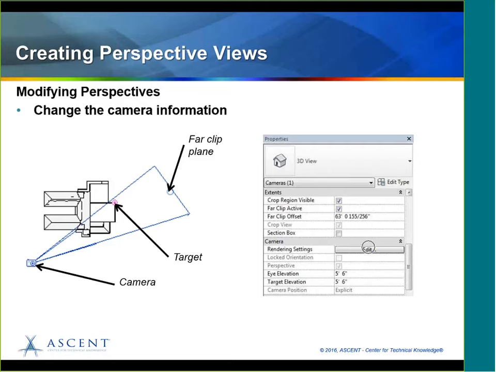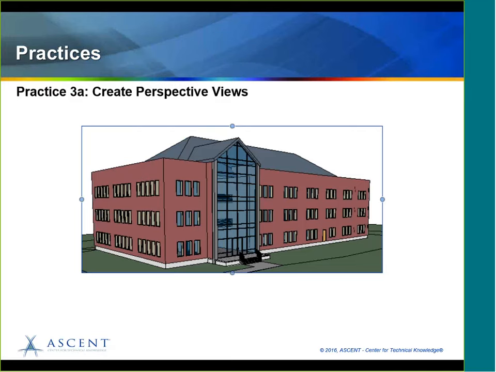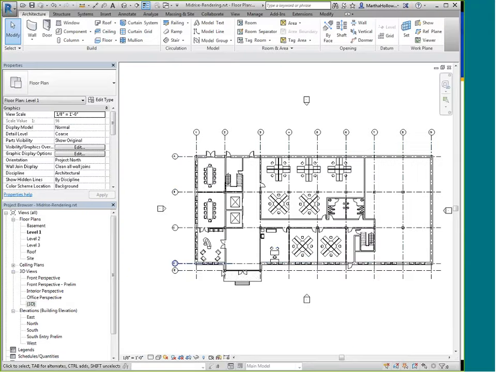So let's go ahead and take a look at a few of these things. There we go. This is a part of the practice for this section of the book. And I'm going to go ahead and switch on over to Revit, and I'm going to make a couple of the perspective views.